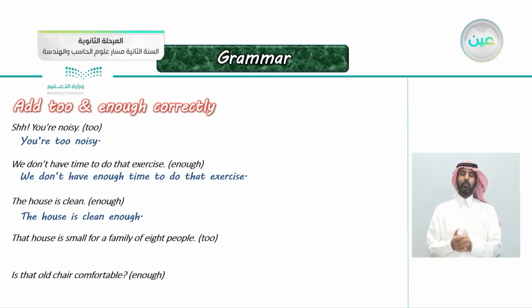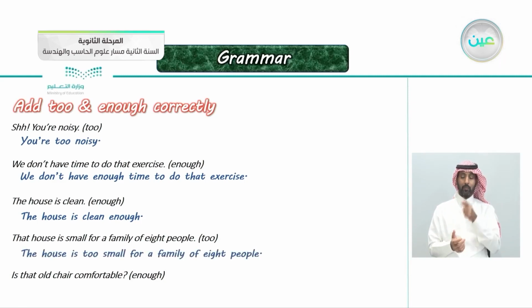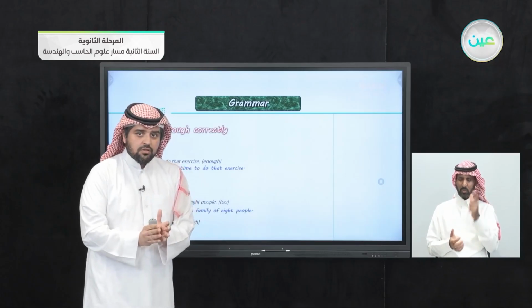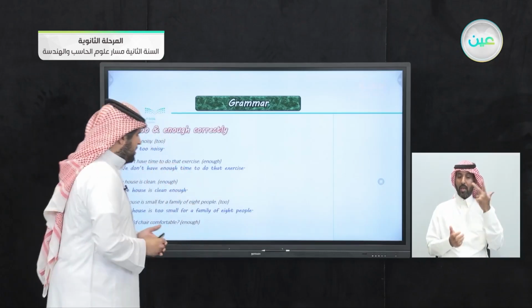That house is small for a family of 8 people, and we have the word too. So where does too fit in this sentence? Let's check the correct answer here. The house is too small for a family of 8 people. So they have to get a bigger house.